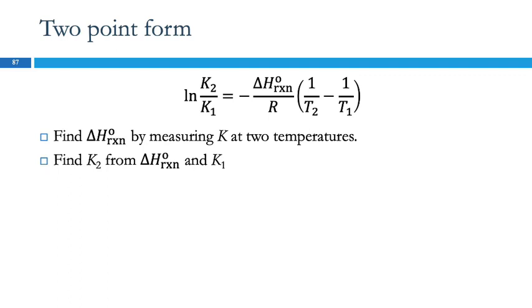So we can make that into a 2-point form where you don't actually have to do the graph. Now we can't find the standard entropy change because we've lost the intercept, but we can find delta H by measuring the equilibrium constants at 2 different temperatures. Or we can find an equilibrium constant at a different temperature if we know what delta H is.